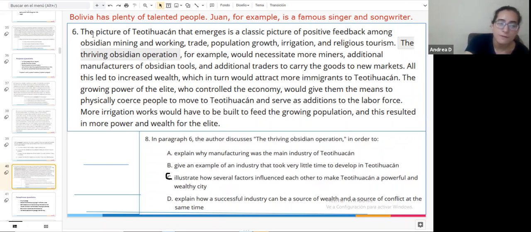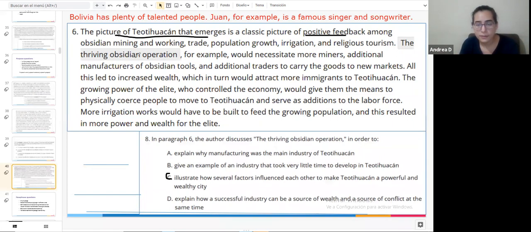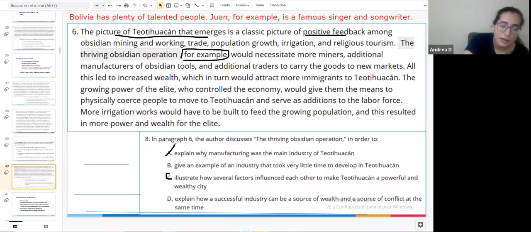So it's the same as what you have at the beginning. You have a sentence, the picture of Teotihuacan is a classic picture of positive feedback, and then you have an example, the thriving obsidian operation, for example, and so on. So it is definitely an example. You have that "for example," so it couldn't be A or D, right? It has to be illustrate or give an example. If it were why, then maybe you would have a word like because or since. And if it's how, it would maybe have something like, this was achieved by doing this and that. But it's definitely an example.